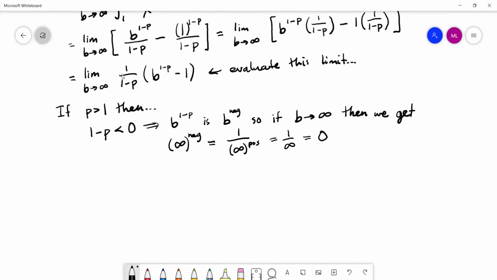So the idea is this is the piece we were worried about. This is the piece that can make things blow up or not. If this goes to infinity when b goes to infinity, the whole thing's going to diverge. If this goes to a constant, then the whole thing will converge. And in our case, it went, in fact, not to any constant, it went to 0. So we get convergence.